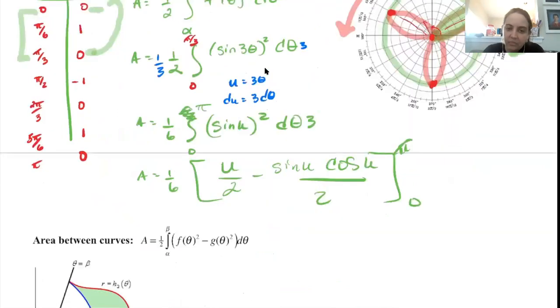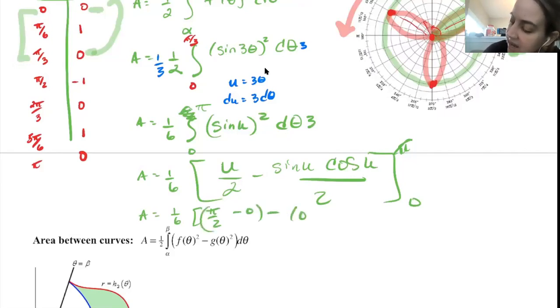Now, if I substitute in my pi, this is 1/6 pi over 2. Sine of pi is going to be 0, so this is 0. And if I substitute the 0 conveniently, this is 0 again. Sine of 0 is 0, so this is 0. So we are left with pi over 12.